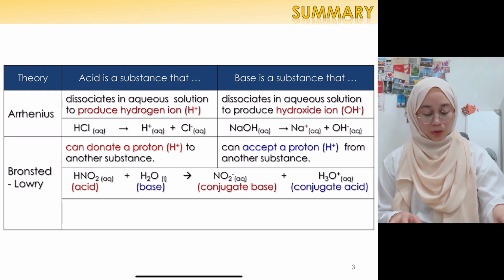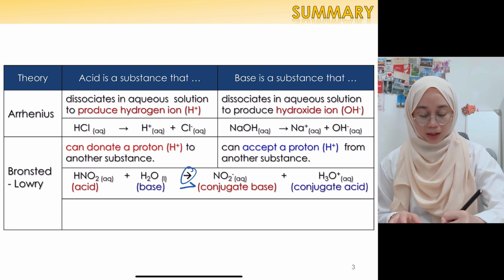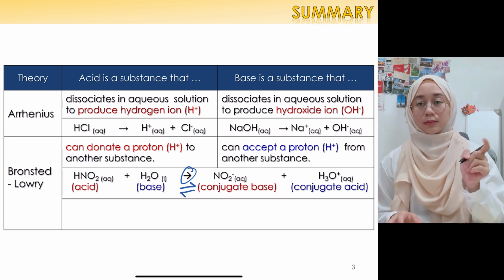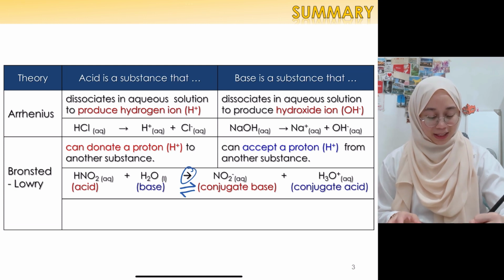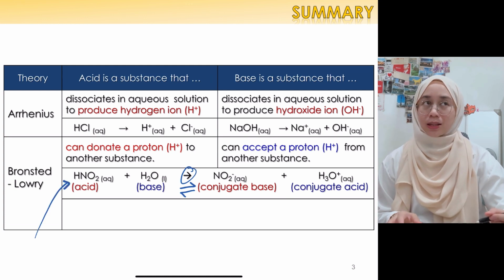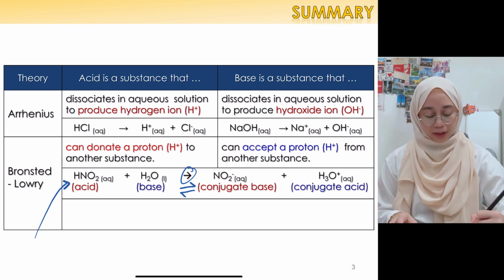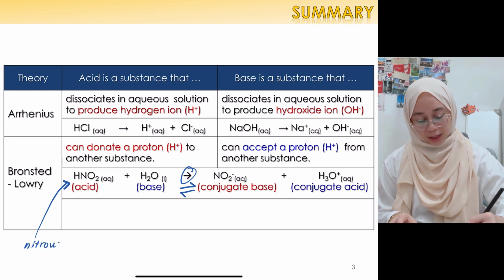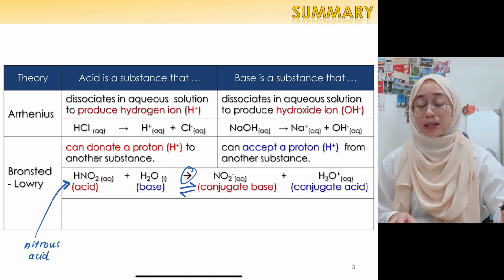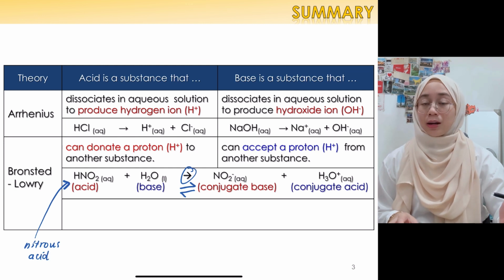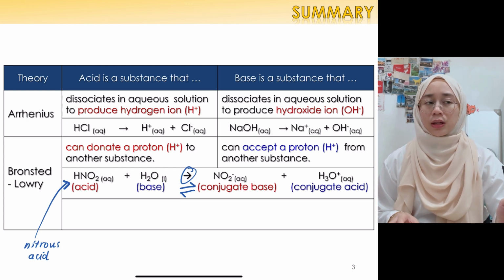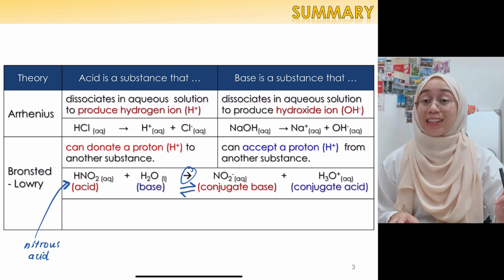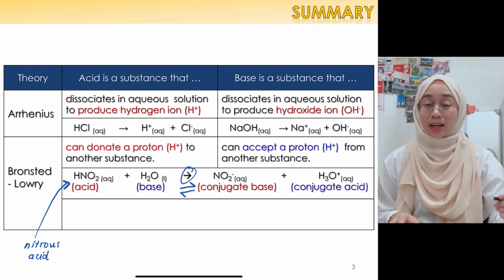Okay, so supposedly dekat sini sepatutnya guna reversible arrow, okay, because this is weak acid. Okay, so I think yesterday I mentioned that the name of this acid is nitric acid. So this is not a nitric acid, ini sebenarnya adalah nitrous acid. So nitrous acid adalah one of example untuk kita punya weak acid ya. Nitrous acid does not belong to strong acid. Strong acid is only kalau yang ni HNO3, nitric acid. Okay, so nitrous acid adalah contoh untuk weak acid actually.